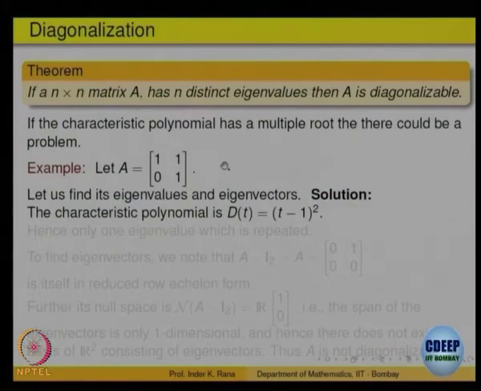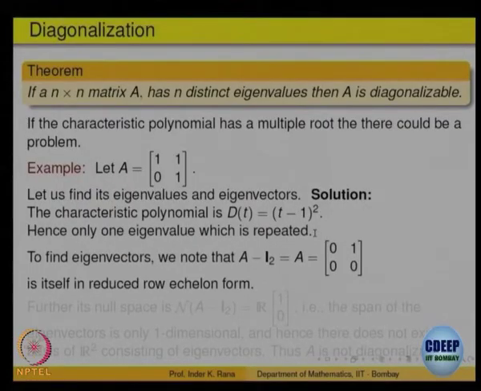So how do you find the eigenvalues? This is the determinant of A minus lambda I equal to 0. That will give you the determinant of [1 minus lambda, 1; 0, 1 minus lambda], which will be, if t is the variable you are introducing, t minus 1 squared, or if lambda, then lambda minus 1 squared. So that means what? There is only one eigenvalue, and it is repeated.